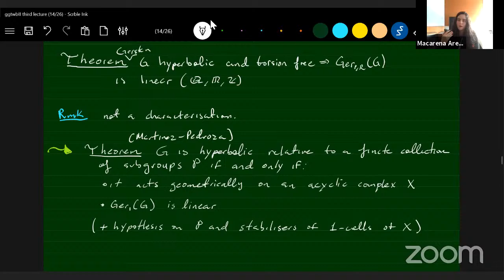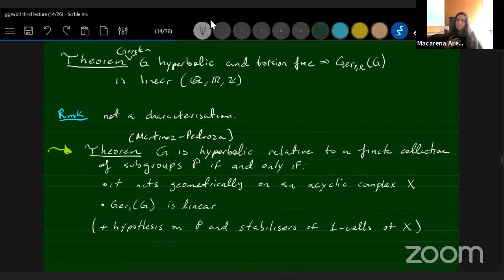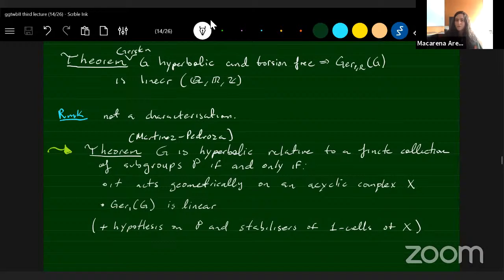So if a group is hyperbolic relative to a finite collection of subgroups, then its Gersten, its weak isoperimetric function is linear, and this is a characterization. I'm not going to define what it means for a group to be relatively hyperbolic, but what you should take out of this is that it's a generalization of hyperbolicity. So hyperbolic groups are relatively hyperbolic. And Sahana is going to talk more about relatively hyperbolic groups in her course next week.